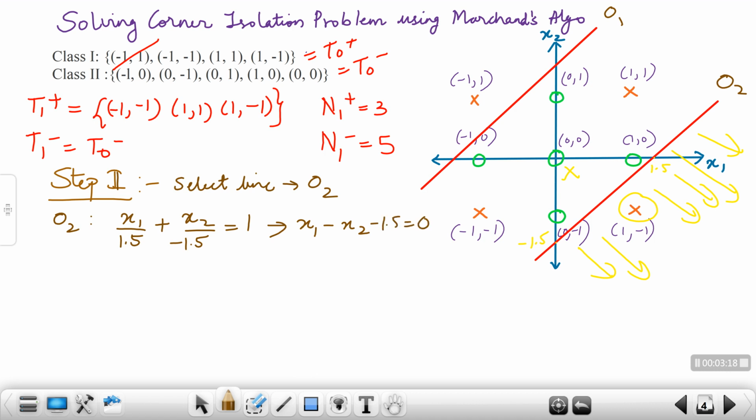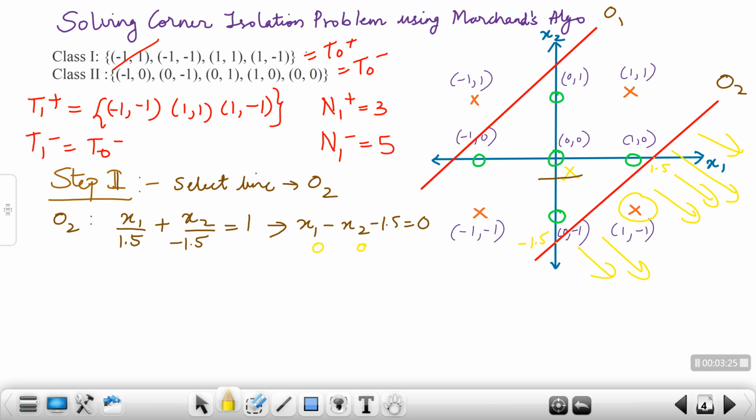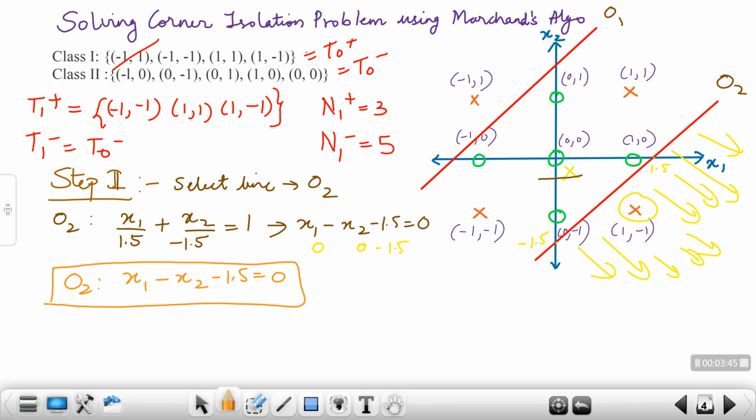Now again we check whether this particular point 0, 0 lies. If we substitute 0, 0 here, again we get minus 1.5. That means it is not lying. And yes, if you see these arrows, 0, 0 is not lying. That means this equation which we have got is the correct equation. So we write this equation as x1 minus x2 minus 1.5 is equal to 0. So this is the equation which we get.